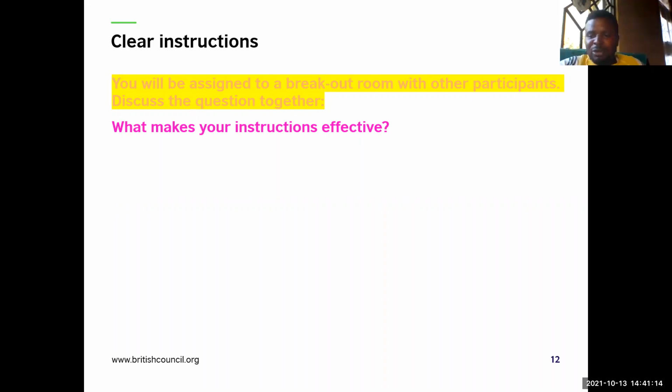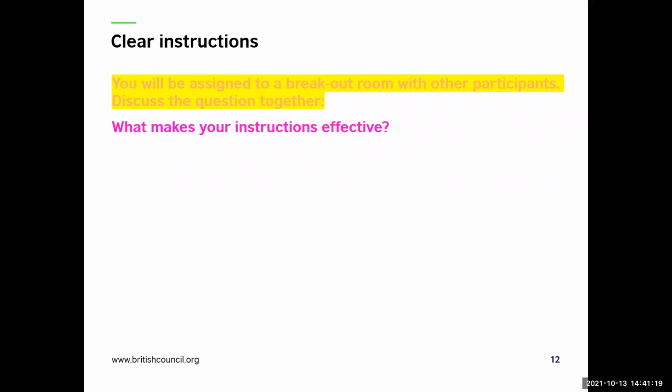Can I jump in quickly from room 3? Yes, go ahead, room 3.